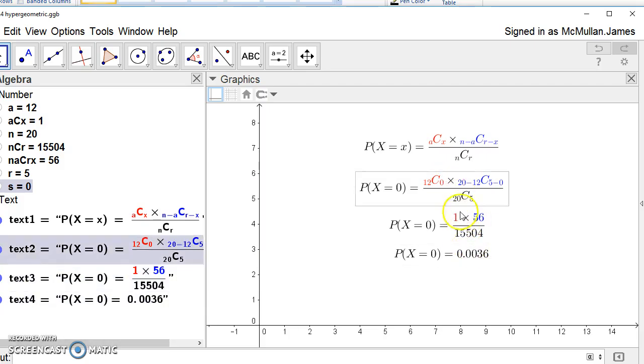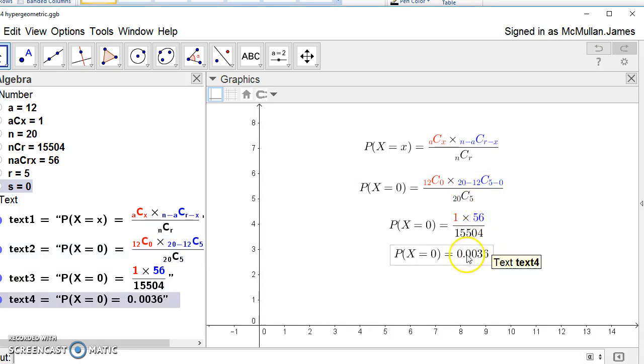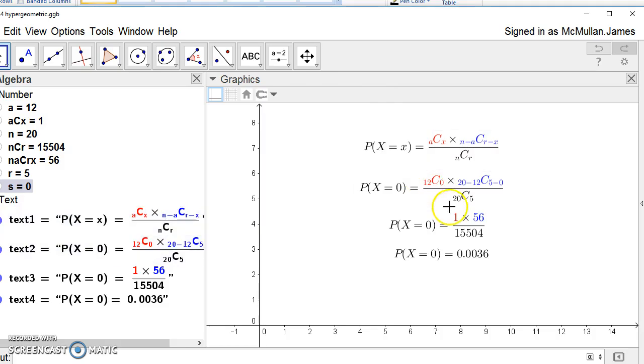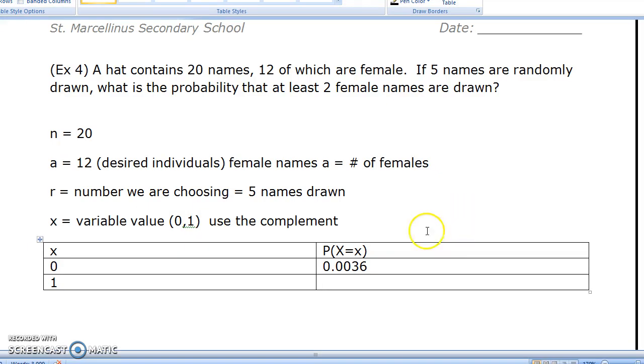So let's examine our first option. Our first option is that we have 12 women, but we're choosing 0. We have 20 minus 12, or 8 men, and we're choosing all 5 to be men. This is going to be divided by 20 choose 5, because 20 choose 5 is how many different ways there are to pick 5 people, period. Of course, the probability here is very low, 0.0036, because it's not likely that you'll choose all men, right? It would be quite uncommon, quite unexpected to find that.